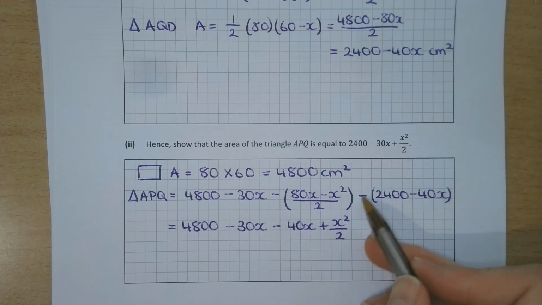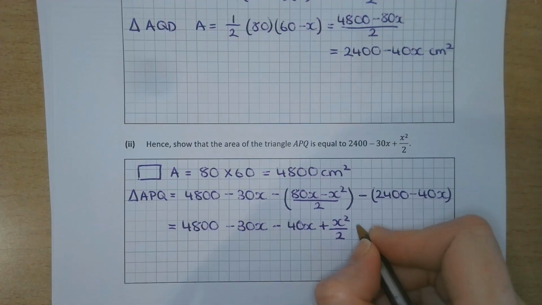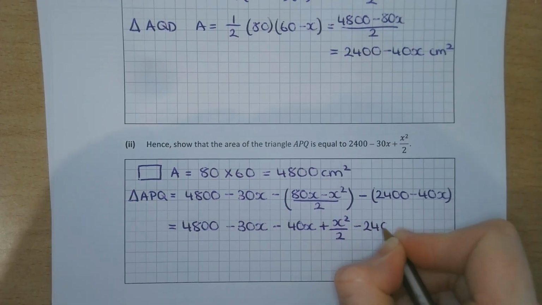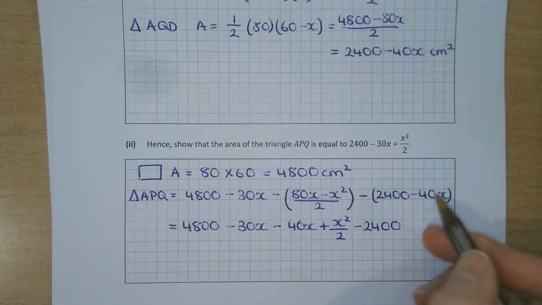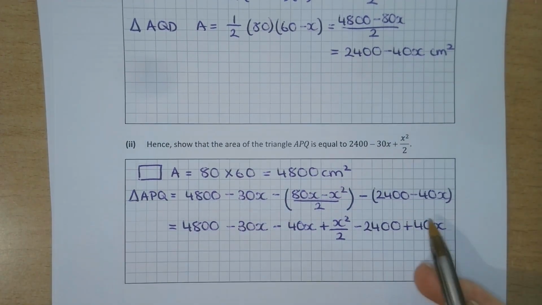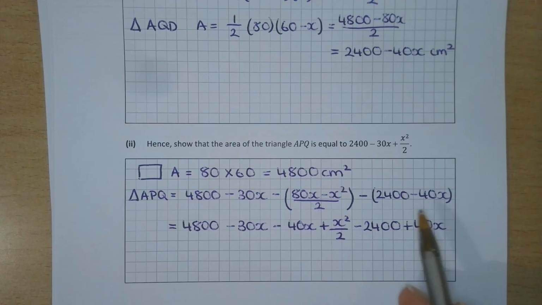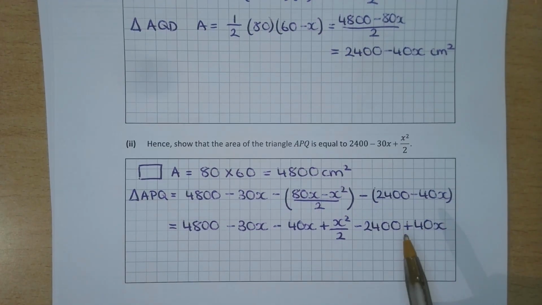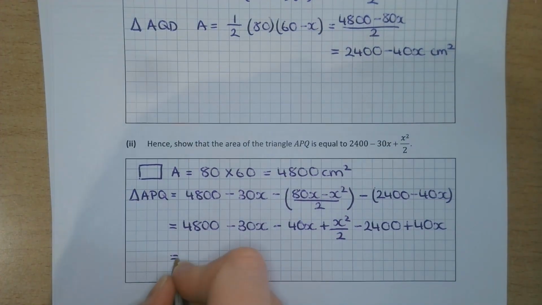Okay, and the same here, that minus is multiplying into that bracket, so we get a minus 2,400, and again, minus by minus will give me a plus 40x. So that's where you're really just going to make mistakes there if you're not a little bit more careful and put brackets around your different elements of this. And we tidy up what we can.